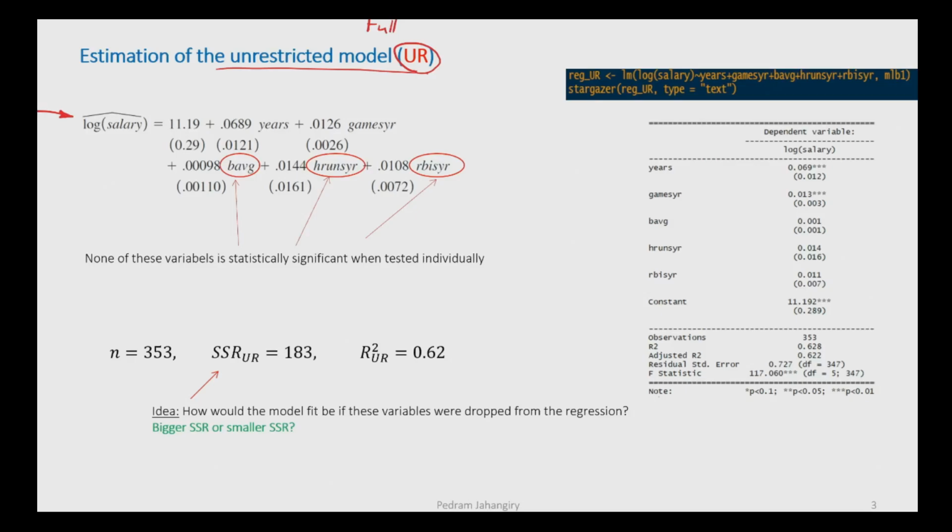So let's go ahead and run this regression in R, and I'm going to give it a call, reg_unrestricted. So this is the regression of our unrestricted model.